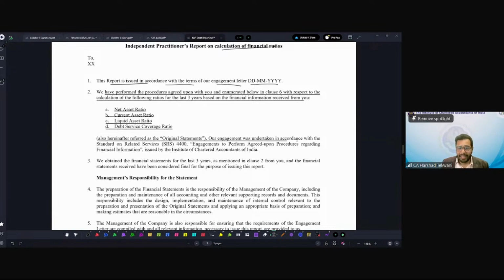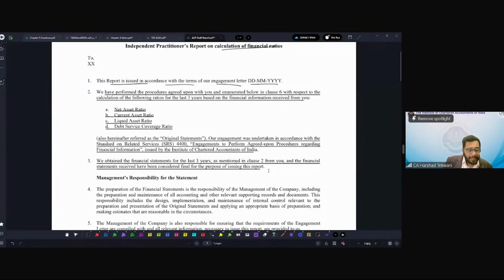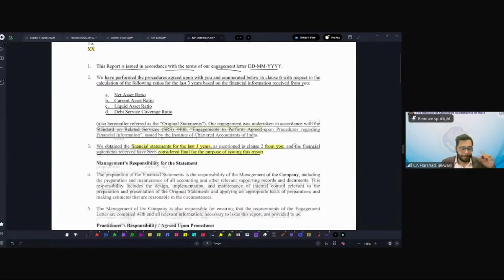Our engagement was undertaken in accordance with the standards on related services, SRS 4400, engagement to perform agreed upon procedures, issued by the ICAI. We have obtained the financial information for the last 3 years as mentioned in clause 2 from you, and the financial statement received has been considered final for the purpose of issuing the report. If you focus on this point, the financial information for the last 3 years was received from you, meaning the person who is appointing us or to whom we are addressing this report, and that has been considered final for the purpose of issuing this report. So no additional procedures have been performed on that.